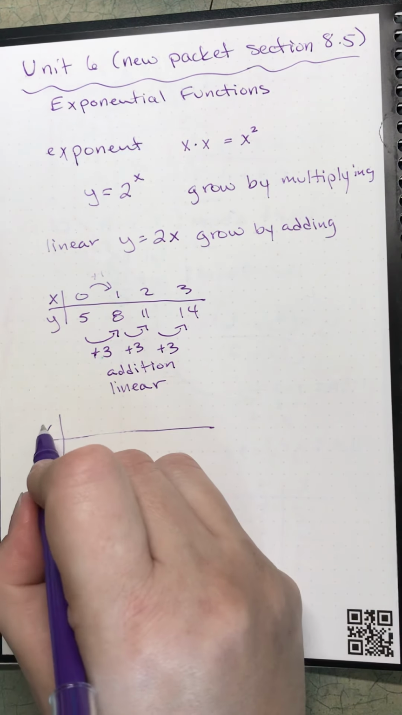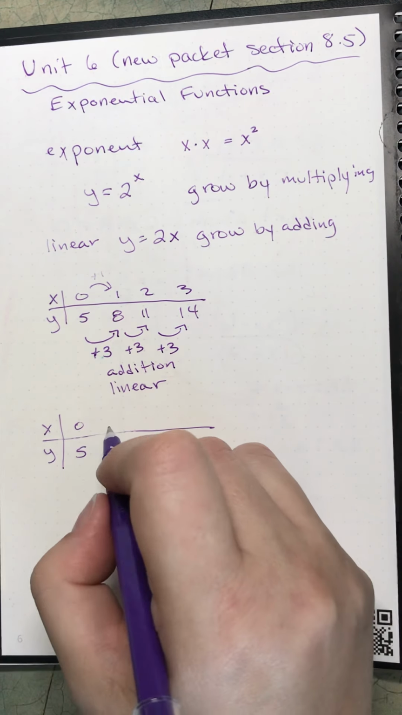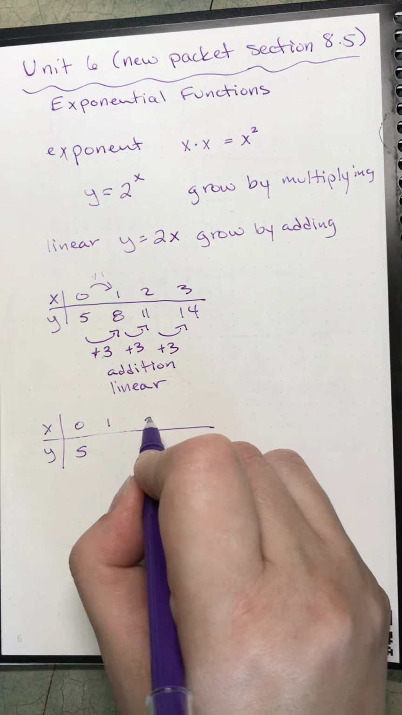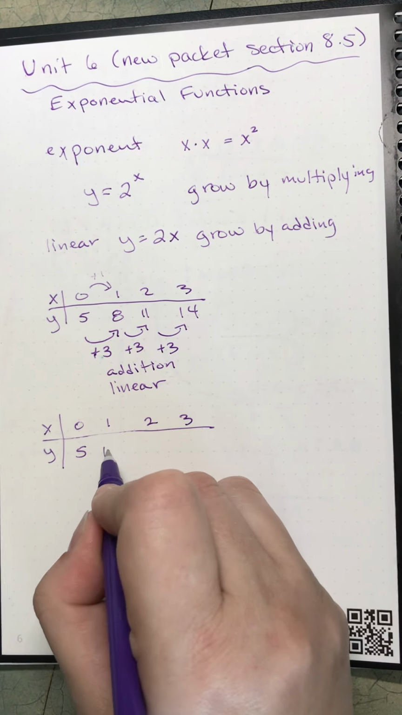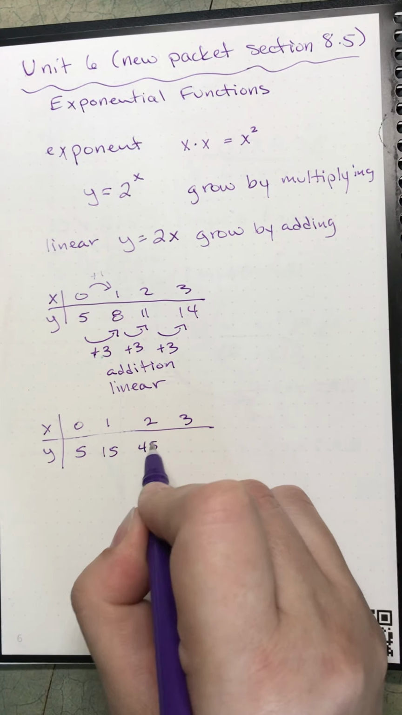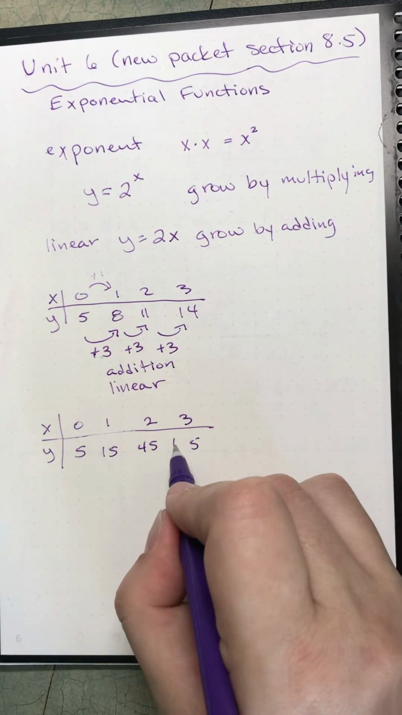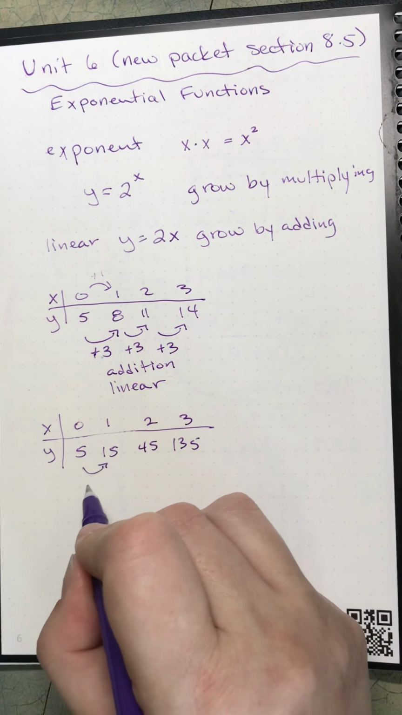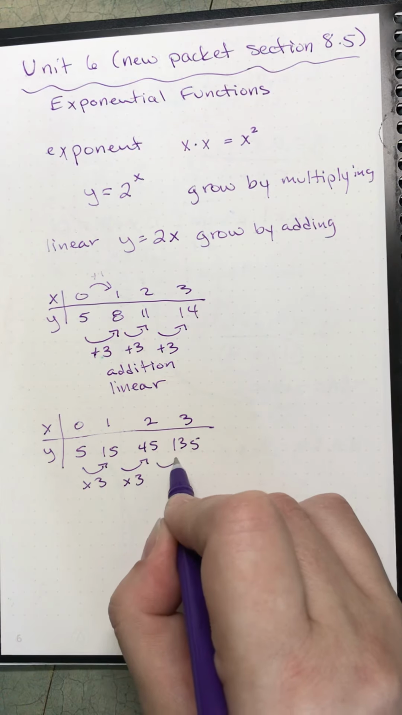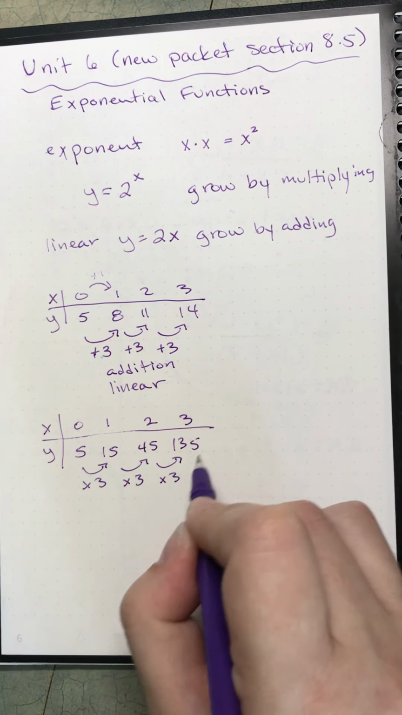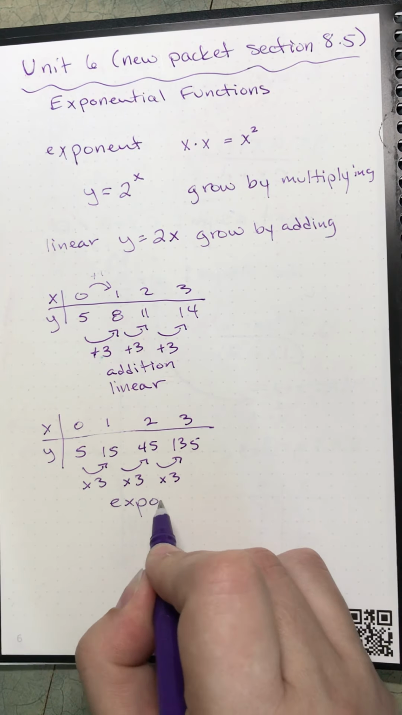If I were to take that same starting point, 5, and multiply by 3 each time, what is that? 5 times 3 is 15. And now I'm multiplying by 3 times 3 times 3. So now this is exponential.